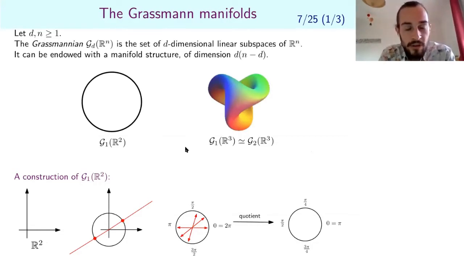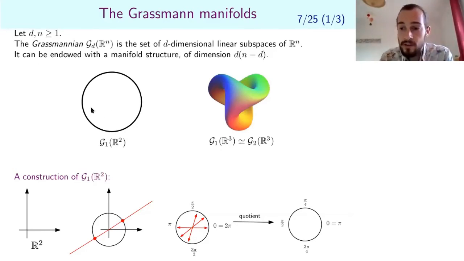So a Grassmann manifold depends on two parameters, d and n. I call it the Grassmannian Gd of Rn. As a set, this is a set of d-dimensional linear subspaces of Rn. And this set can be endowed with a topology and a smooth manifold structure. And it happens to be of dimension d times n minus d. For instance, G1 of R2. So this is a set of lines of the plane. And it happens to be a circle.